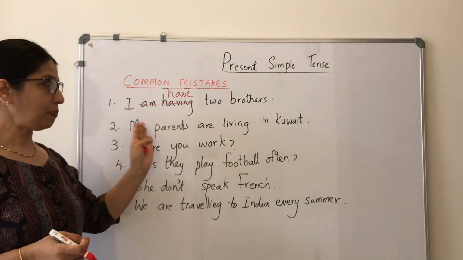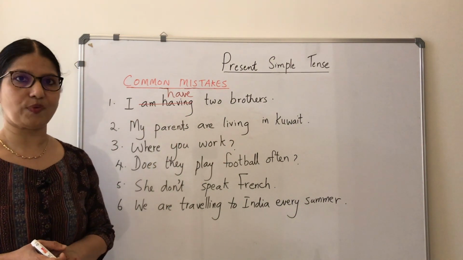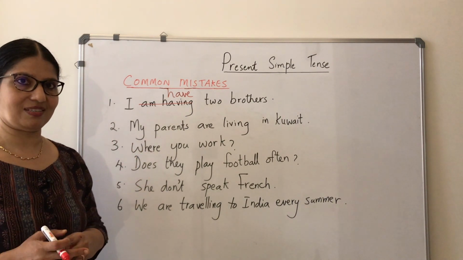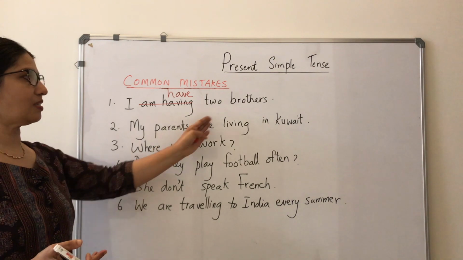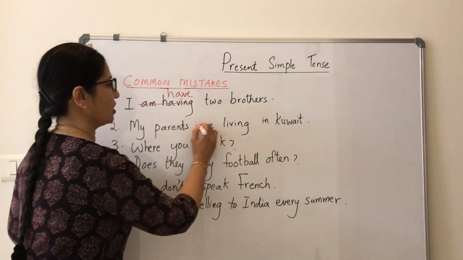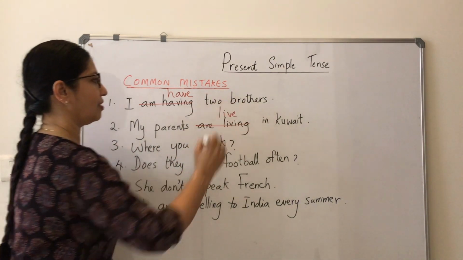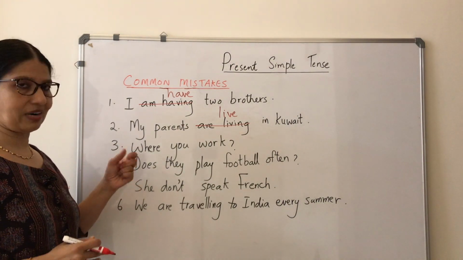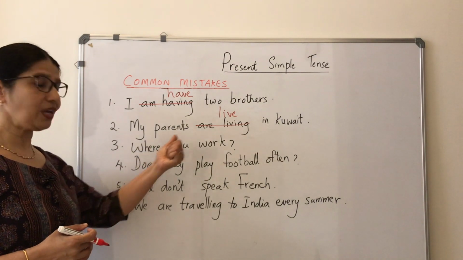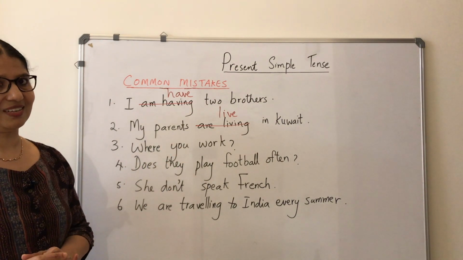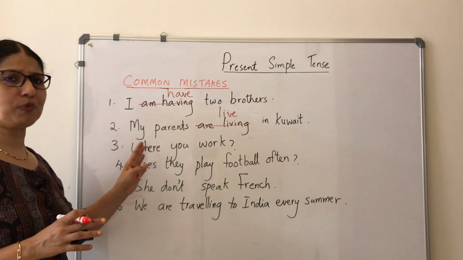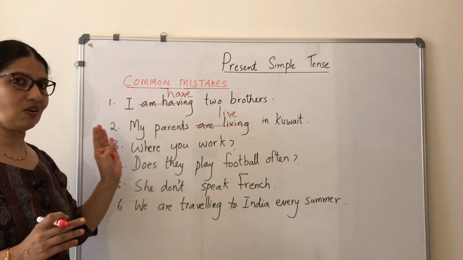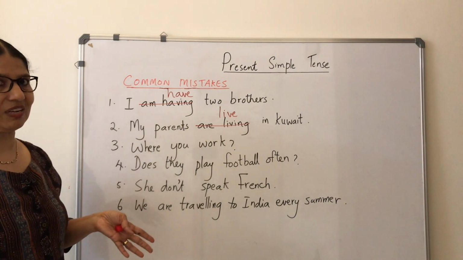Number two, my parents are living in Kuwait. Here we are talking about a permanent situation. So there's no need to use the ing form. It should just be my parents live in Kuwait. And in sentence number 3, or rather question number 3, we have where you work. I believe you know that a very important word is missing here. Something is wrong with the form because the auxiliary verb or the helping verb is not given there.